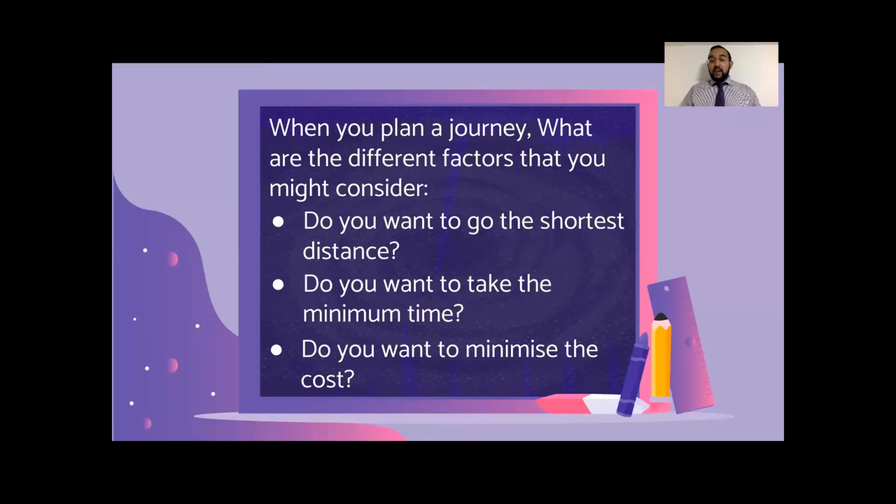Now, the minimum time might be taking a train from your home to Times Square. That might also be cheapest. Another way might be taking Uber from your home to Times Square. That might be the fastest, but it might not be the cheapest. So you have to consider the shortest distance, the minimum time, and the minimum cost while planning a journey. So keep that in your mind, and we'll come back to it.